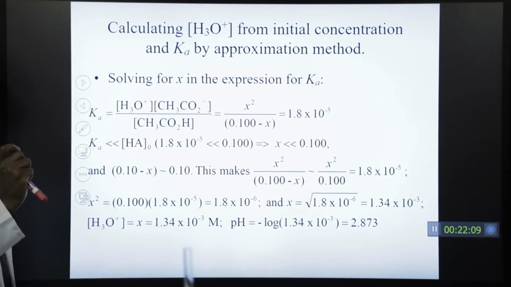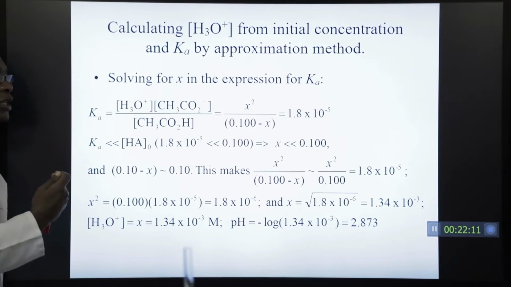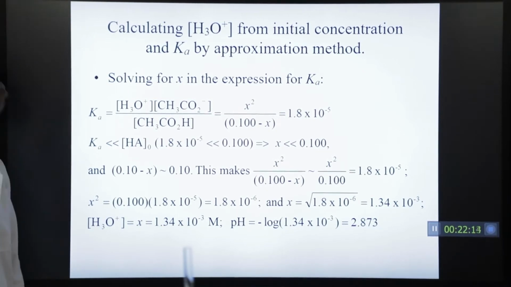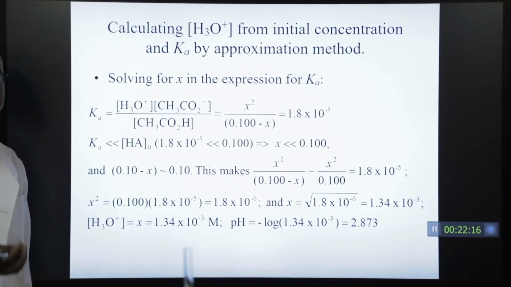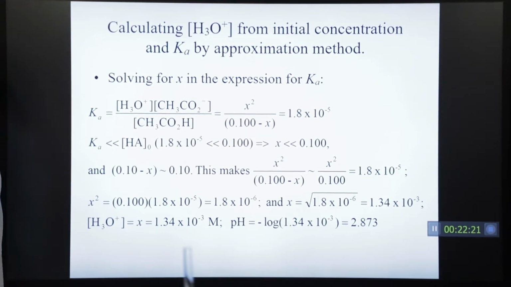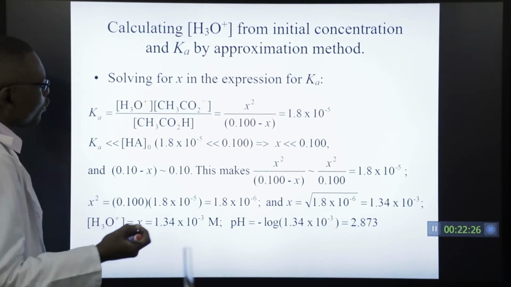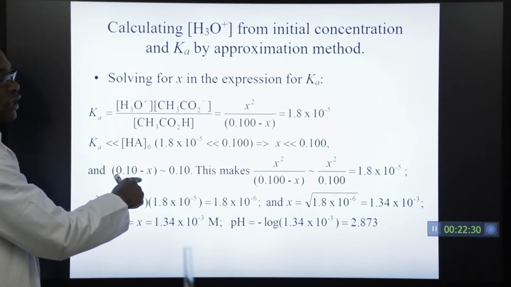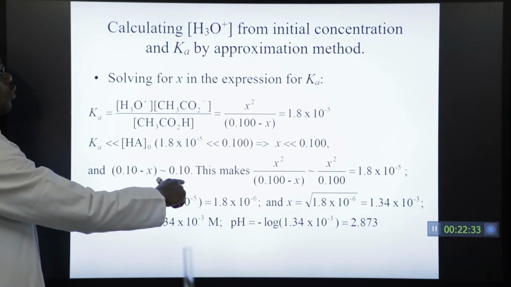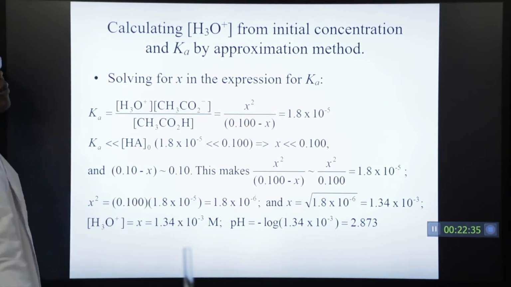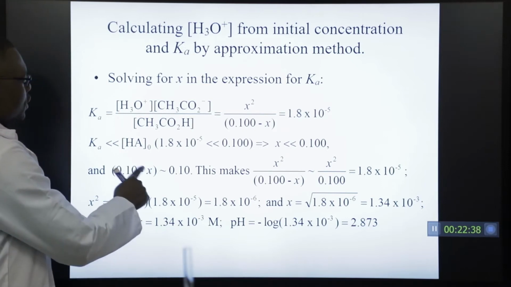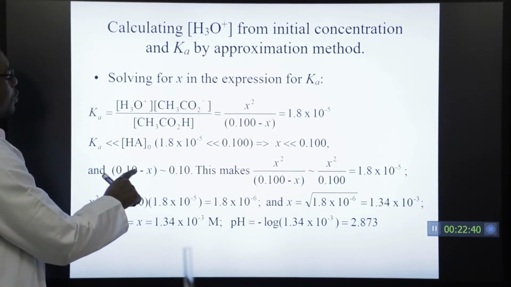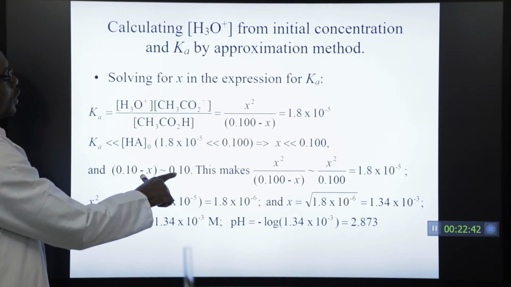So it's not an issue of we are just ignoring X. No, we are not ignoring it. We are considering it, but we are considering that it's a very, very small value, which is almost insignificant as much as it exists. So since it's a small value, we can approximate that this subtraction, if you round it off, will still bring you back to 0.1. So for that reason, 0.10 minus X will now approximate 0.10.